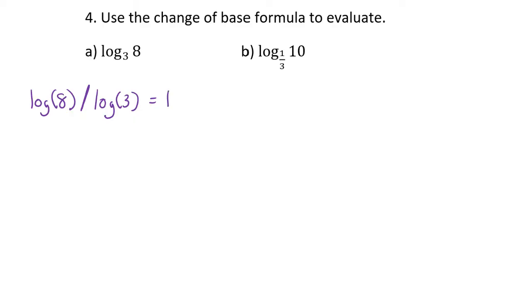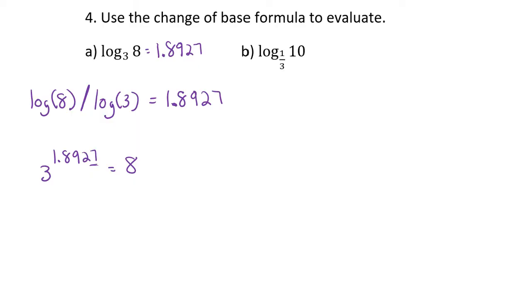And we're going to get 1.8927. And so that's what our log equals. Just remember what this really means. This is saying that 3 to an exponent of 1.8927 is equal to 8. Now, of course, since we kind of rounded off our decimal here, it won't be perfectly 8 if you checked it, but it's close enough.